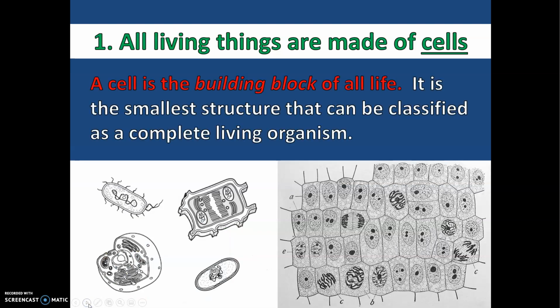So first we'll be discussing everything that living things must have in order to be considered living, and what cells must have in order to be considered living things. So remember, all living things are made of cells. And our definition is a cell is the building block of all life. So the smallest structure that can be classified as a complete living organism. So we have organisms out there that are literally one cell, but we still consider them living things. Think of bacteria, there's protists, different things that are single-celled.